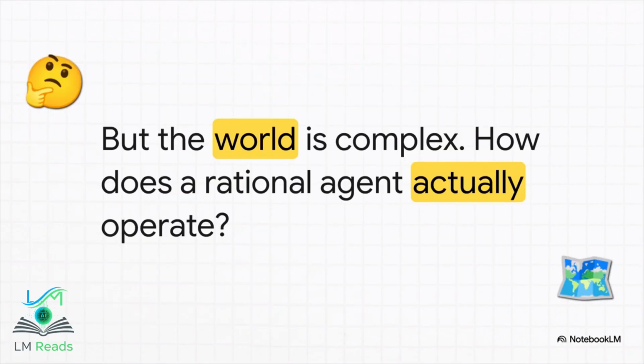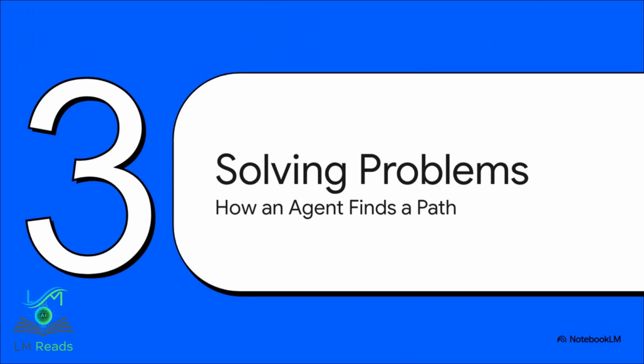Okay, that sounds great in theory. But let's be real, the world is messy, it's uncertain, and it is filled with a mind-boggling number of choices. So how does our rational agent hero actually sort through all of this complexity to make the best decision? Well, the first big challenge is just finding a path forward. When you have countless possibilities, an agent needs a smart way to search for the best route without just getting totally lost in the noise.